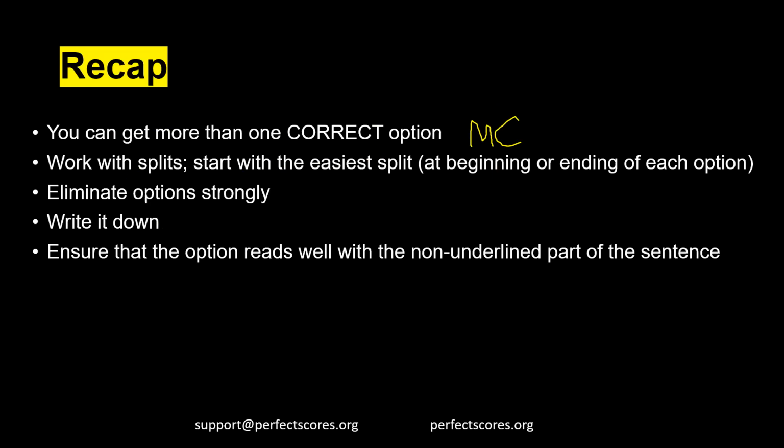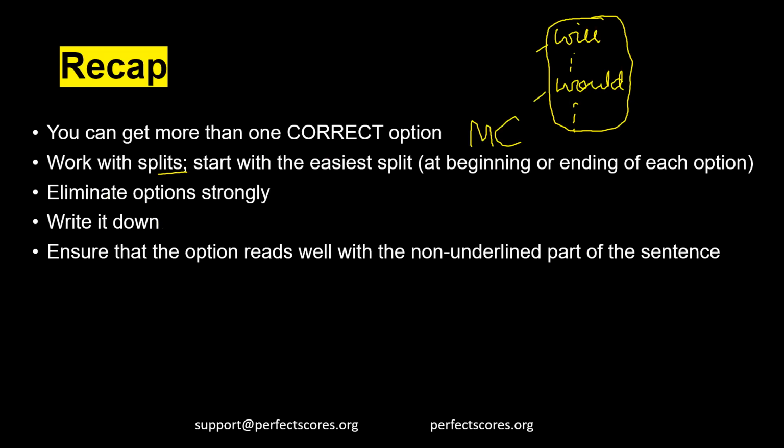The second rule is working with splits. So these are usually at the beginning or at the ending of every option. So for example, you will have a few options that begin with will, and you have a few options that begin with would. So first of all, you need to make a choice there. Do you need to start with a will, or do you need to start with a would? Once you make that choice, you'll be able to eliminate a few options without reading all of them in detail. So that saves time, and that also gives you a very strong reason to eliminate an option, which is important.